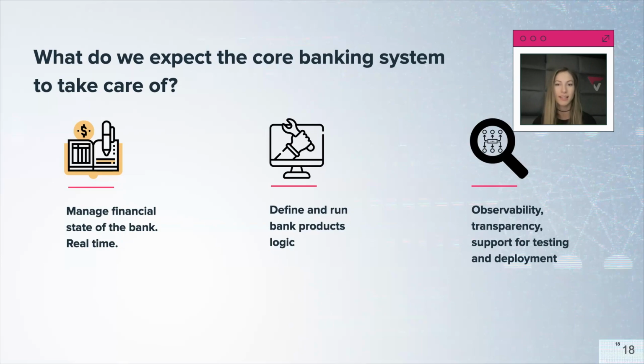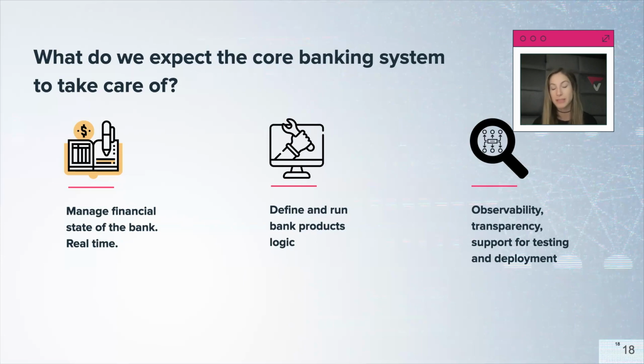So I can just say that these are the money movements that are happening, and the core banking system will automatically manage and update the financial state of the bank for me. So I can query the financial state at any time and know what is the state of the money in the bank.